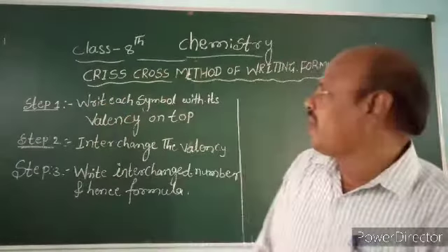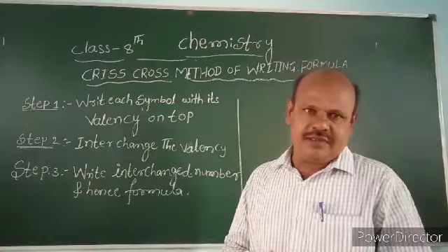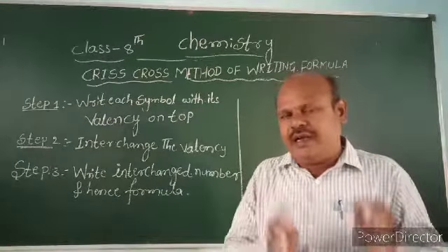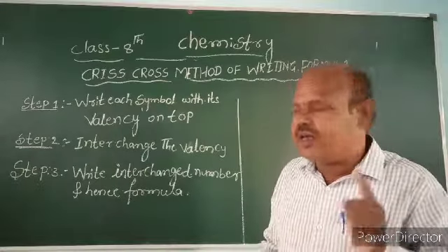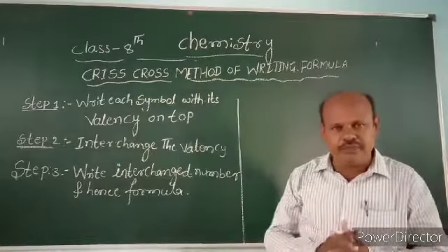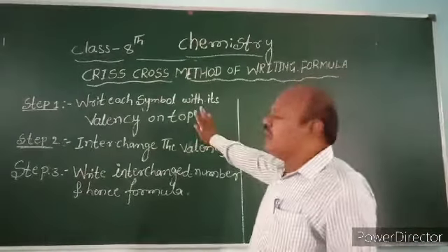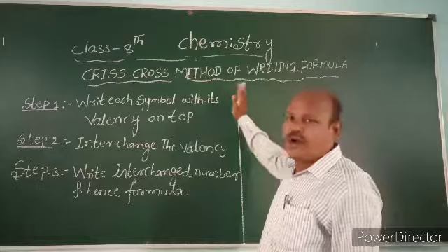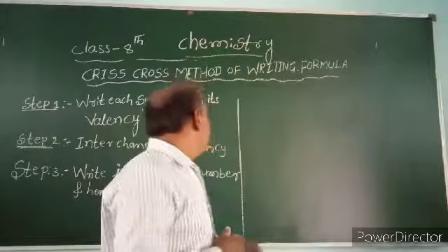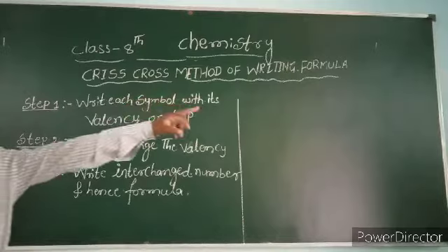Okay, dear students, in the previous class, we learned about positive radicals and negative radicals in the 7th standard. Now, after knowing them from last year, we know how to write the crisscross method for writing chemical formula. When you know the positive radicals and negative radicals, then only you will be able to write the chemical formula of a given chemical. Today we are learning how to write the chemical formula by the crisscross method.